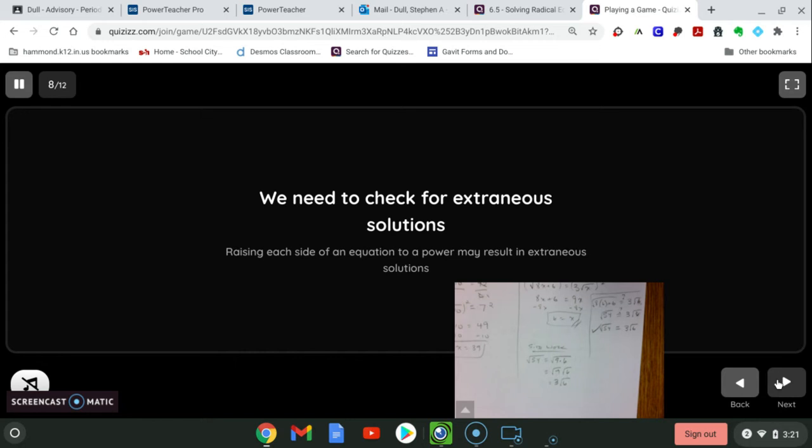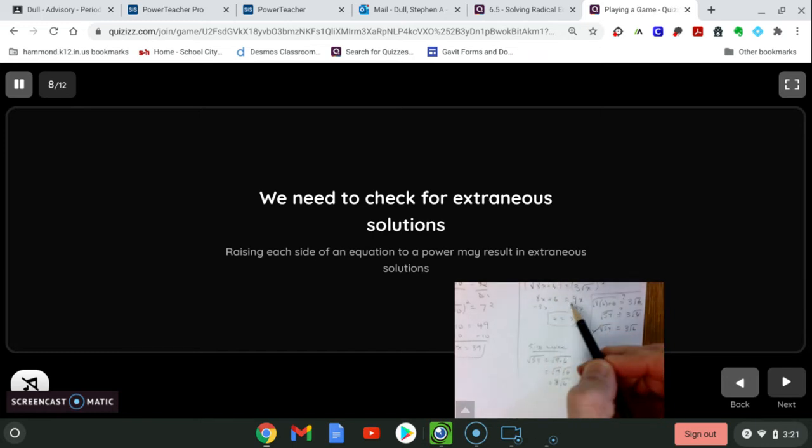So one more thing. Now that we're feeling pretty good about squaring both sides and then solving the resulting equation, we find out that there's one more step that we have to keep an eye out for. Okay? We need to check for what are called extraneous solutions. Okay? This kind of odd-sounding word that shows up in math. What do they mean, extraneous solutions?